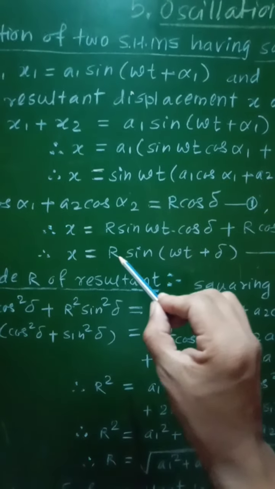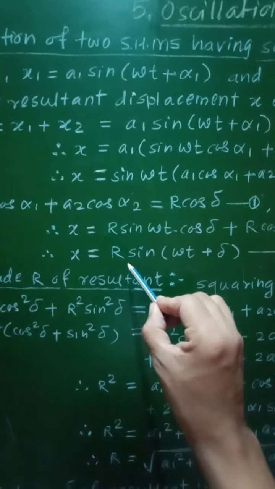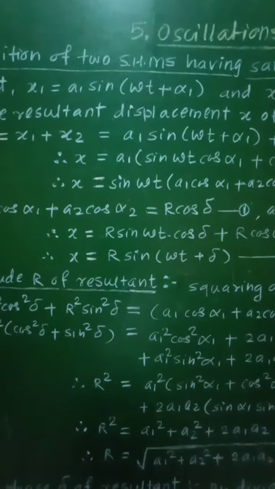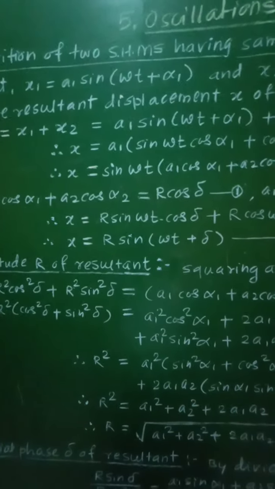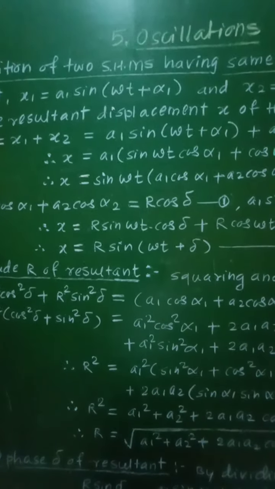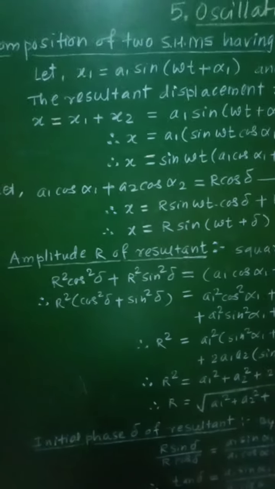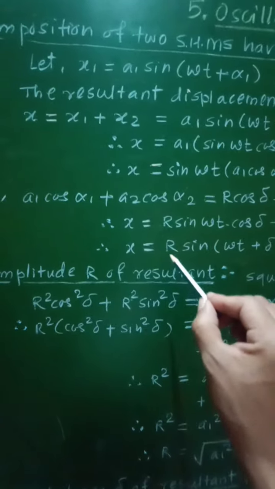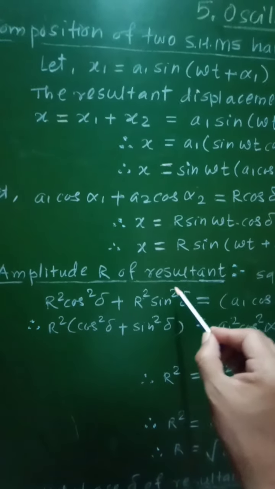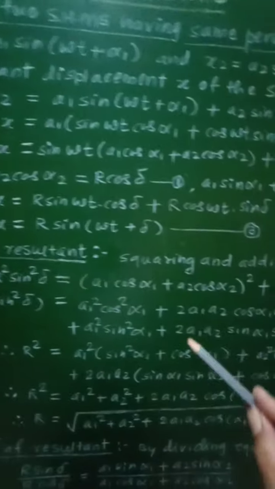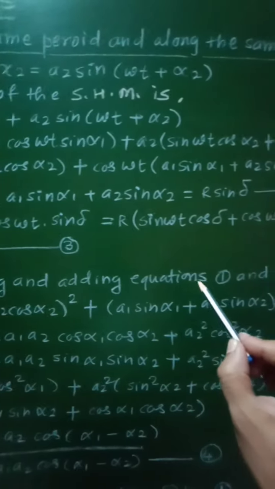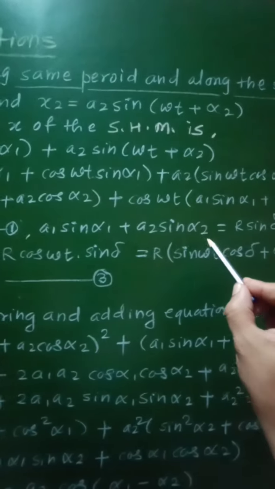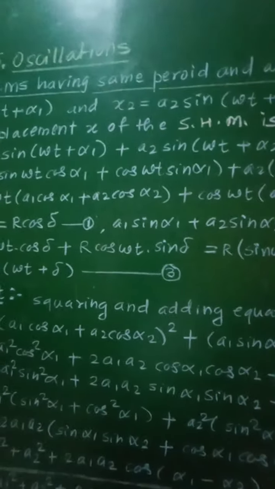Now here the resultant amplitude is r and the initial phase is delta. Therefore we will have to find out their values in terms of A1, A2 and alpha 1, alpha 2. And therefore let us see first the amplitude r of the resultant. So what will be the value of this r, that we will have to find. For that purpose, squaring and adding equation 1 and 2 we will get. So this equation 1 and equation 2 we will have to square and add.